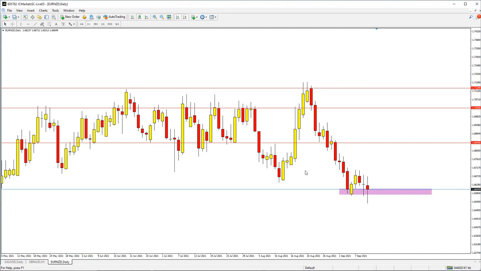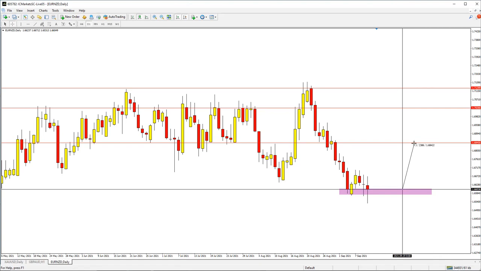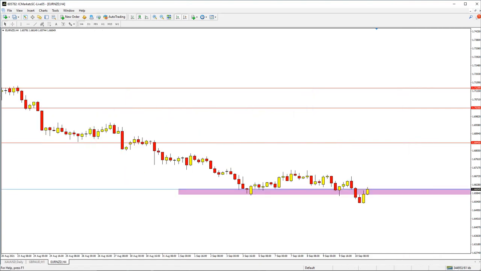Can I buy? Depends. Because from here, if you are going to look for a buy, from here to here, it's still got around 230 pips, a lot. Okay. So we look at the H4.